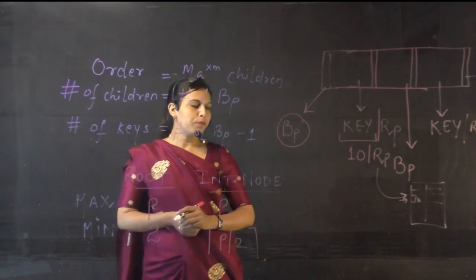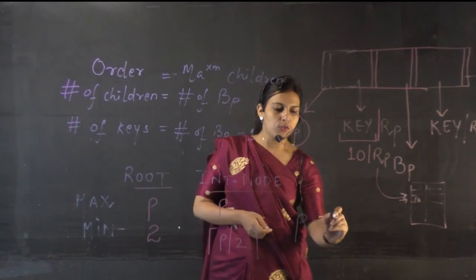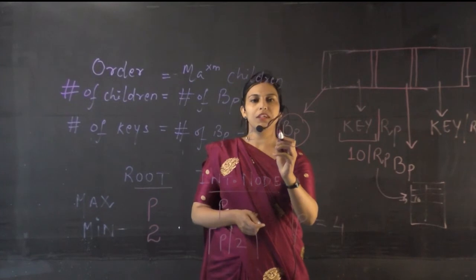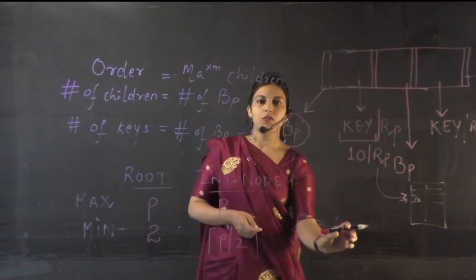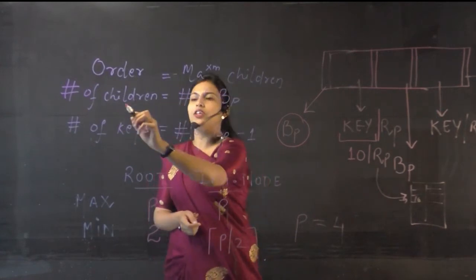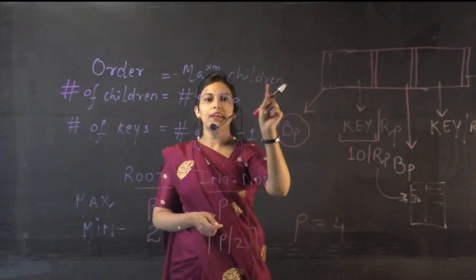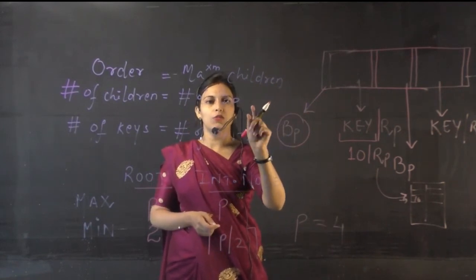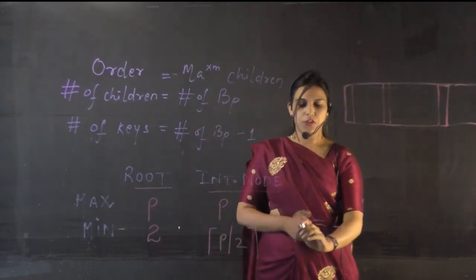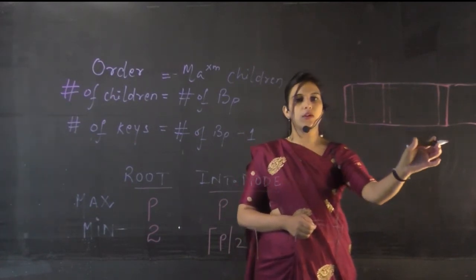So if I say that we have a balanced tree with p equal to 4, so p equal to 4 means the order of the B tree is 4. Now if p is equal to 4, that means the number of children will also be 4. If the number of children is 4, that means the number of block pointers that will point towards the children of that node will also be 4. So for a B tree with p equal to 4, that is a balanced tree with order 4, the node will look like this.